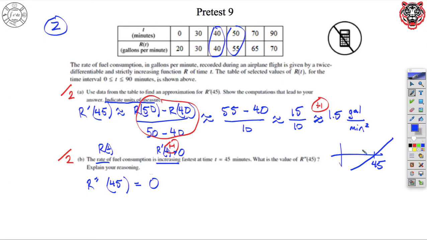So fastest, that's the key word here. If it's occurring fastest, then if I was looking at the normal graph, instead of looking at this, the graph of f prime of t, if I was looking at the normal graph, it would look something like this.